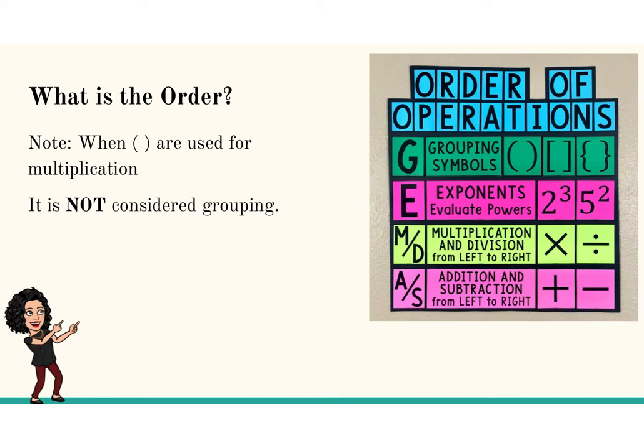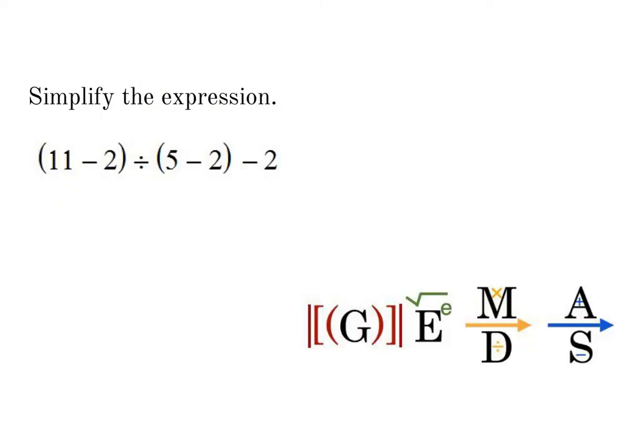E would go next, meaning exponents. Then we are going to multiply or divide, whichever comes first from left to right, and then we would add or subtract. So you kind of want to write down GEMDAS nearby, especially when you first start doing this. So G goes first. Anything that's being grouped together, that does not mean multiplication.